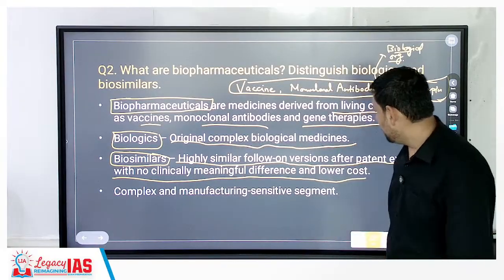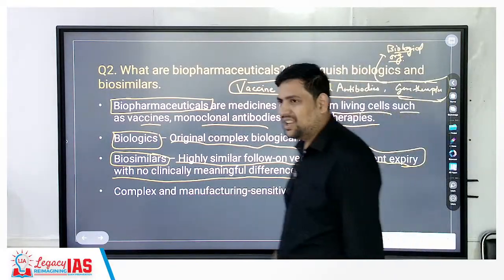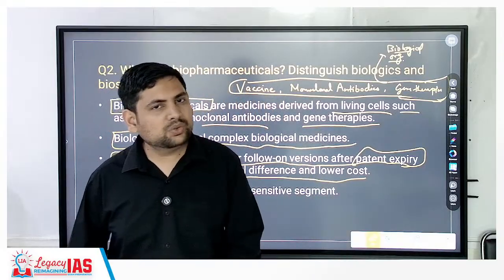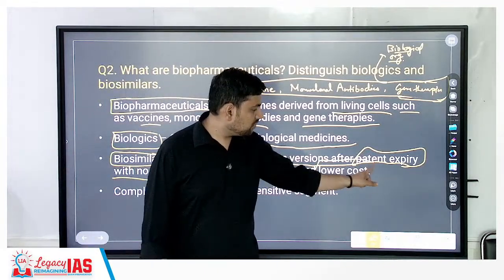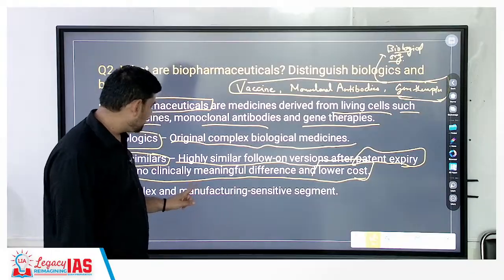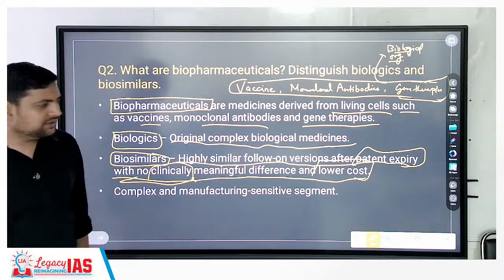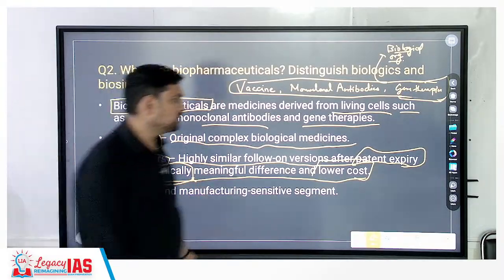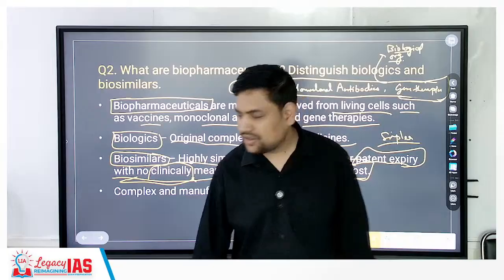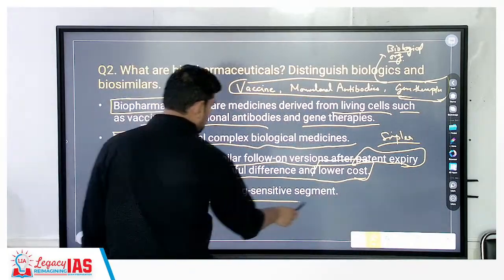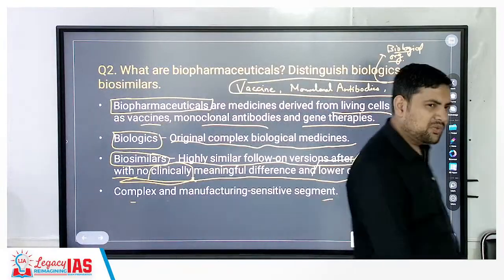Now biosimilars usually come after the patent's expiry. So once the patent has expired, the entire process is known to everybody, and they can develop something which is at a much lower cost, and it has very similar clinical efficacy. So clinically it is very similar, it is at a lower cost, but it is much simpler and much more easily made. Okay, so this is biosimilars. So, a complex and manufacturing sensitive segment. Now, once you have understood these three terms, now understand what India is trying here.